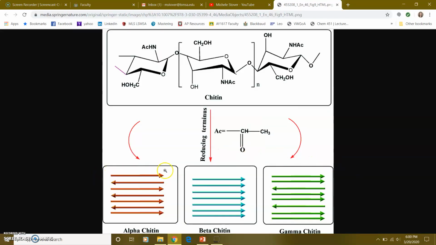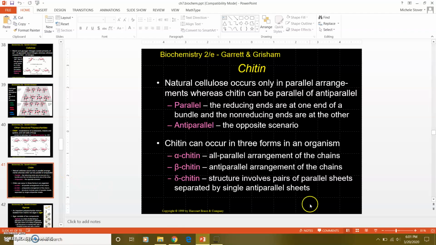So here's alpha. Well, it is constantly sort of anti-parallel, right? And then your beta chitin, which is purely parallel, okay? And then here's your gamma chitin, where you've got two parallels broken up by a singular antiparallel. And then two parallels broken up by a singular antiparallel. And these are basically your three forms that we see in nature of the chitin, right? And so this N-acetyl group, this is your reducing terminus in chitin. All right, so let's go back.